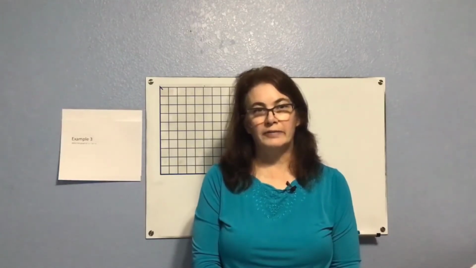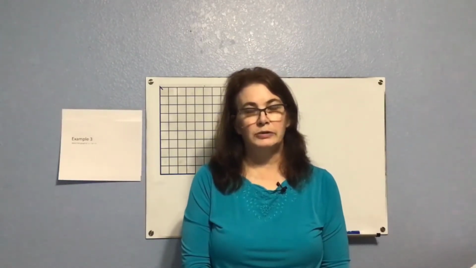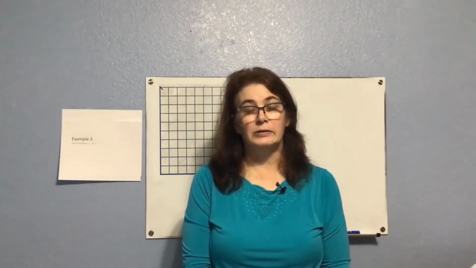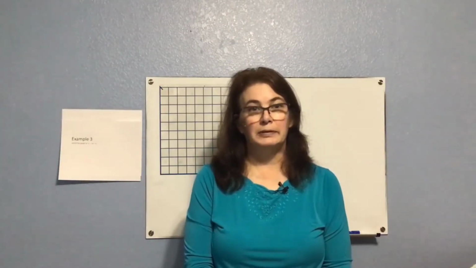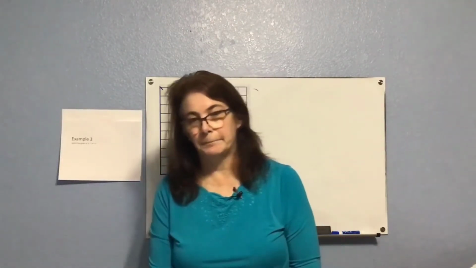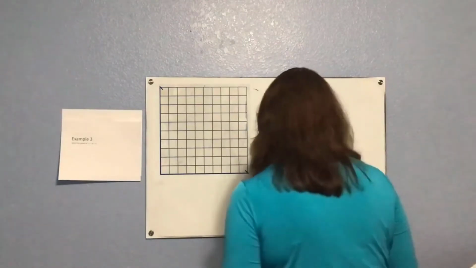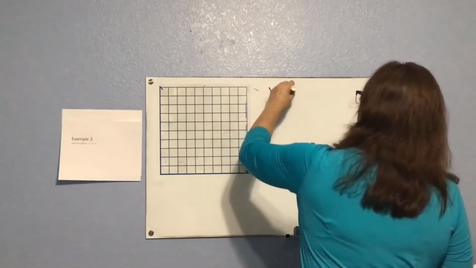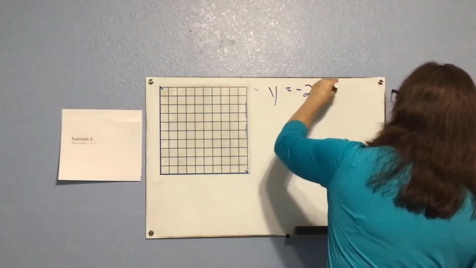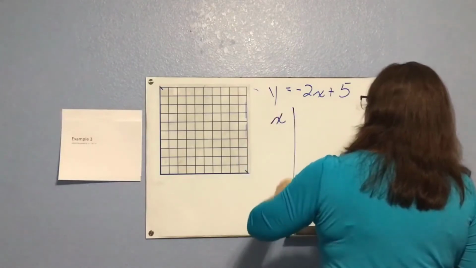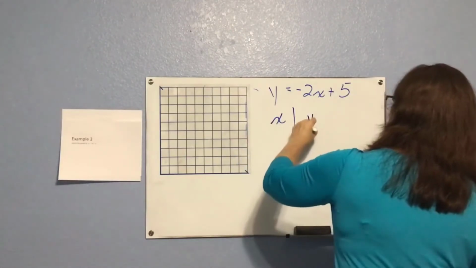In this example, we're going to graph an equation by constructing a table of values. This is very similar to finding the solution, except we pick numbers that we know are going to be solutions for the equation. So here's an equation: y equals negative 2x plus 5. And I'm going to make a table of values.